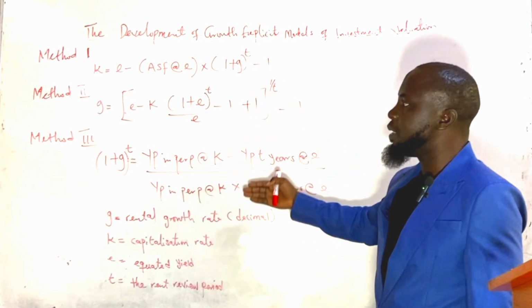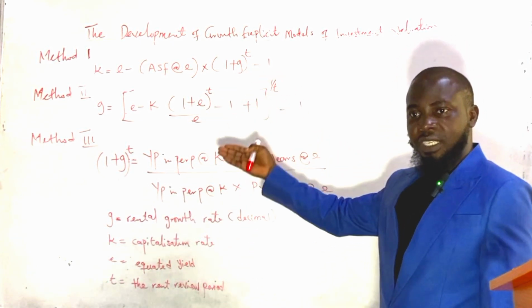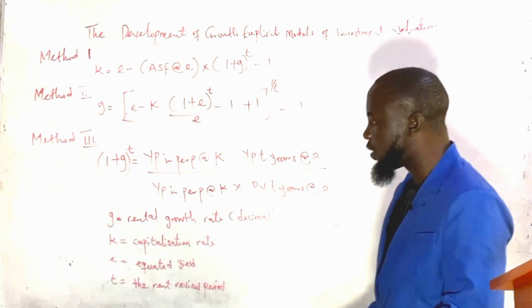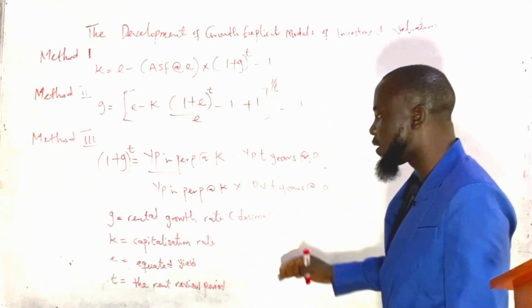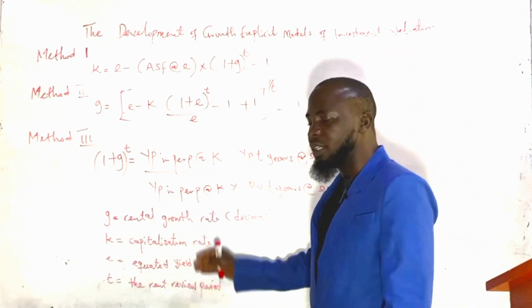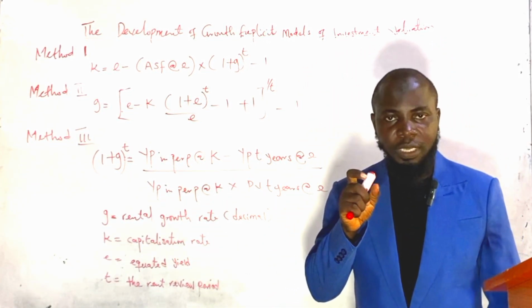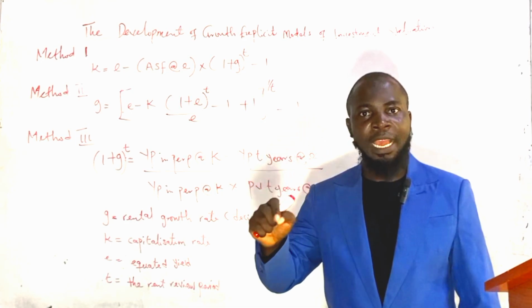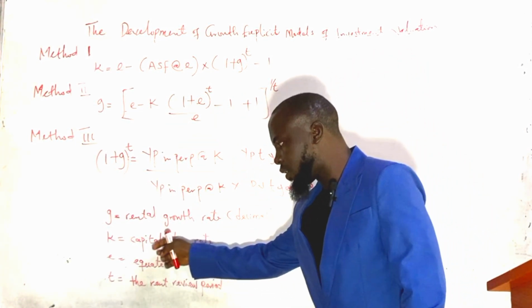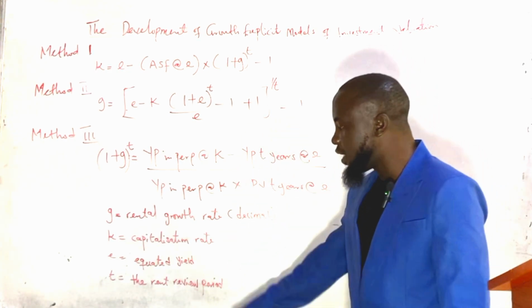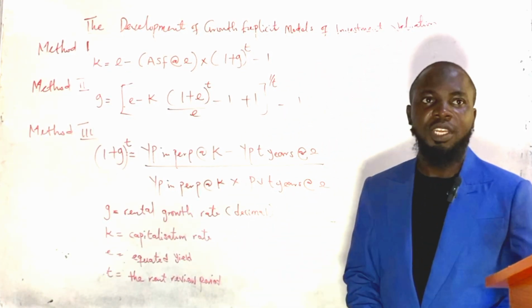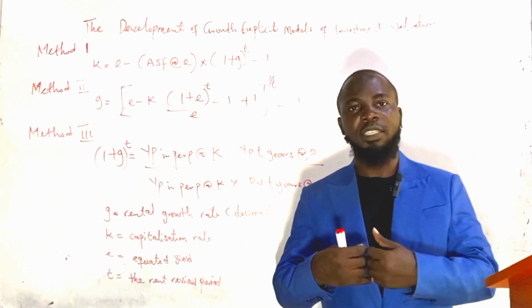Now, all this, what do they mean? We have K, we have E, we have G, we have T. What do they all mean? Look at this. The G is your rental growth rate, which will be in decimal. Your K is the capitalization rate: net income, capital value equals net income times YP, and that YP is your capitalization rate. Your E is the equated yield. Your T is the rent review period. In your questions, they will tell you your rent review period.